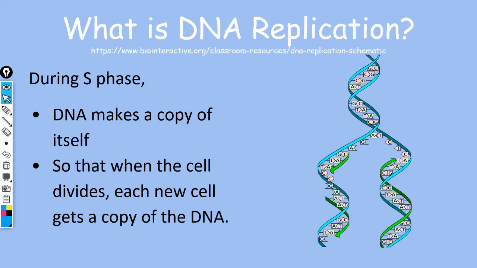So, what is DNA replication? Going back to interphase, that period of growth. During that S phase, so remember we had G1 first, and then we had S, and then we'll have G2 afterwards, but DNA replication only happens during the S phase. And what's occurring is the DNA is making a copy of itself. So that's all replication is, the DNA making a copy of itself.